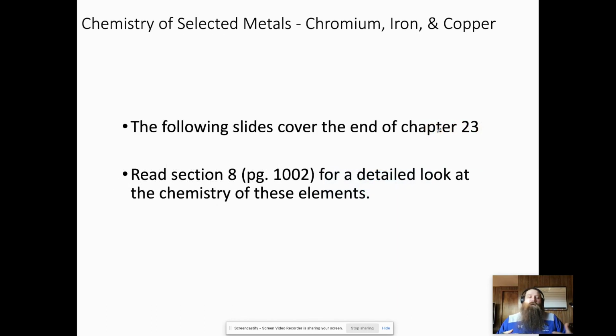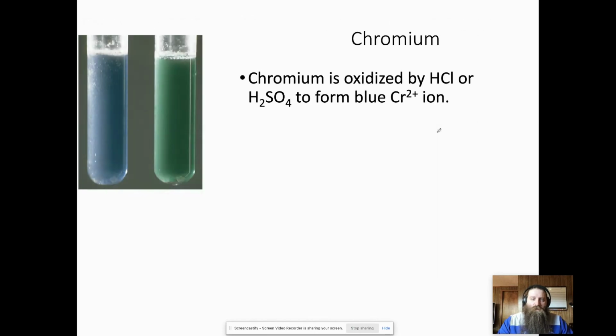Now, the remainder of these slides go with section 8 in the textbook. Section 8 takes the trends that we looked at in the first couple parts of the chapter, and they just apply it to chromium, iron, and copper so that you can see some trends. I'm not going to go through this as far as the slides are concerned because it would literally just be like me reading out of the textbook. There's nothing in the textbook that's not explained.